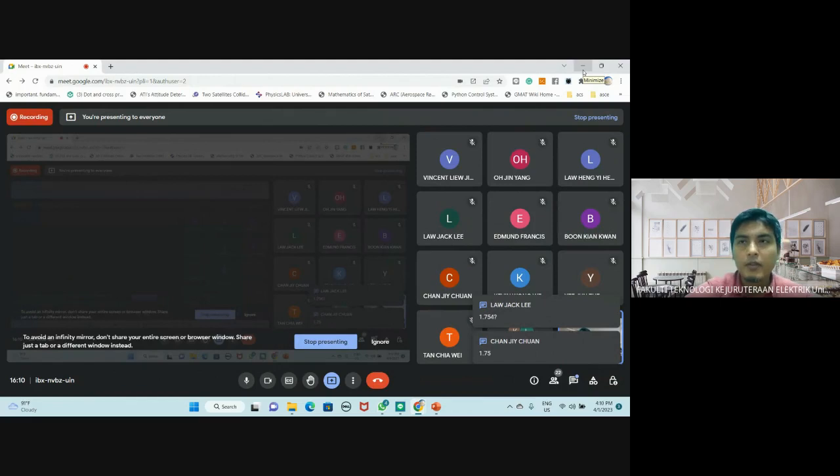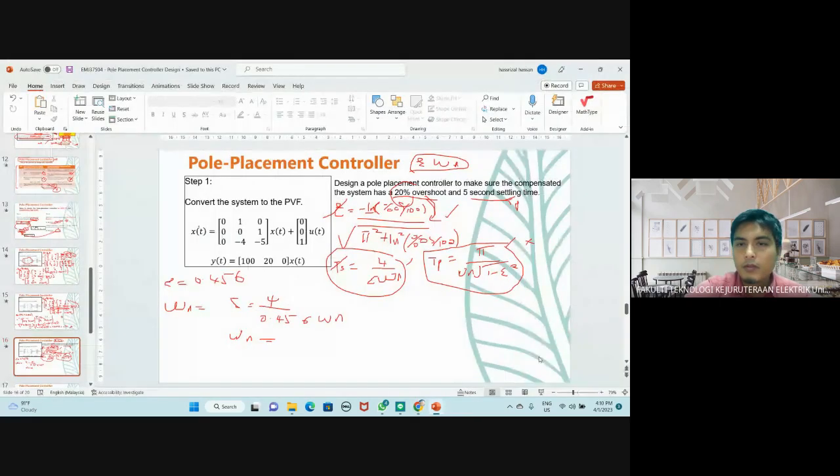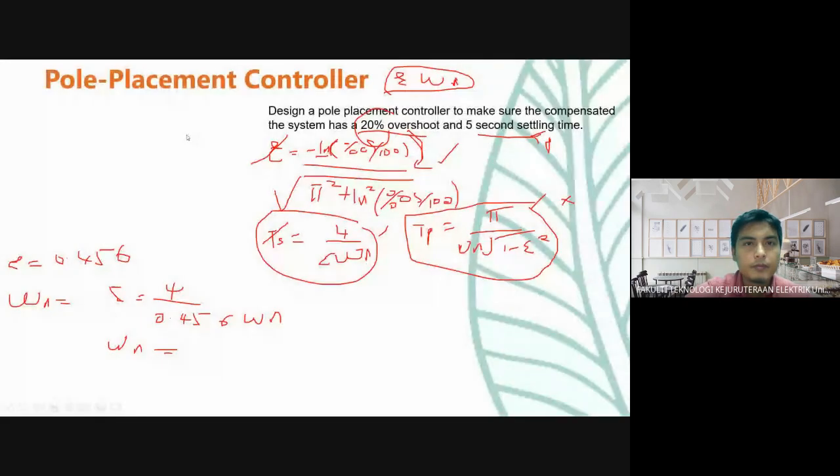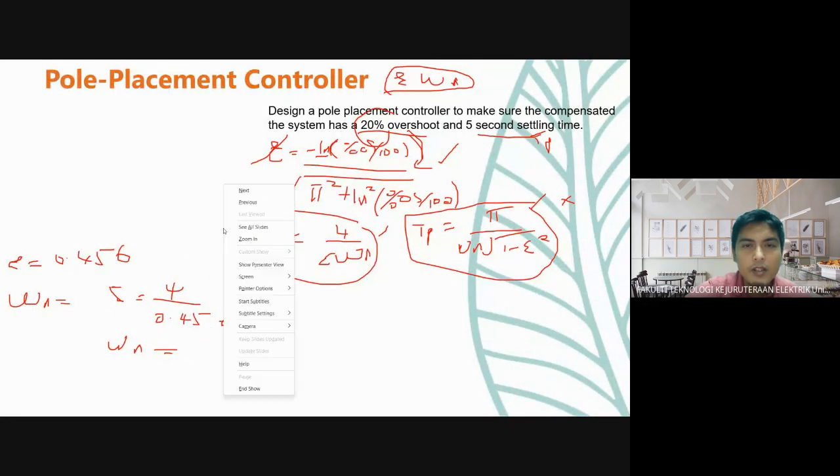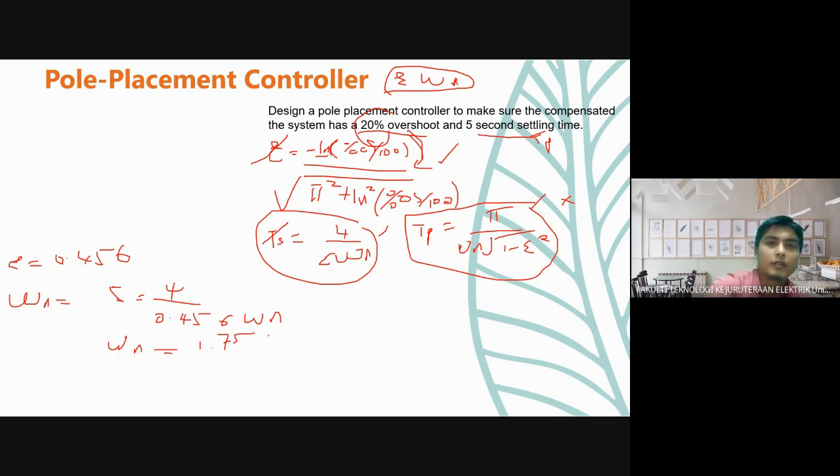1.75. So now we just put the pointer. The answer is 1.75. All right, so done. Done for the step. So we go up again.